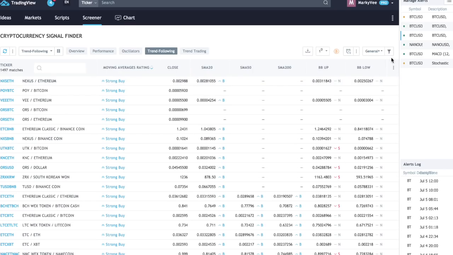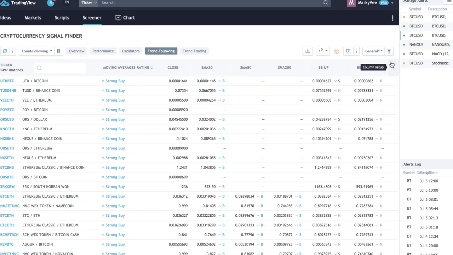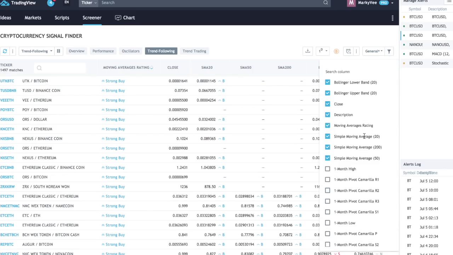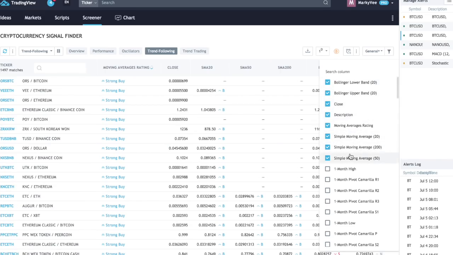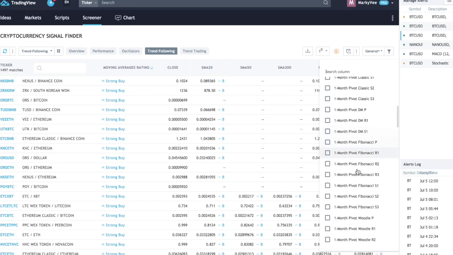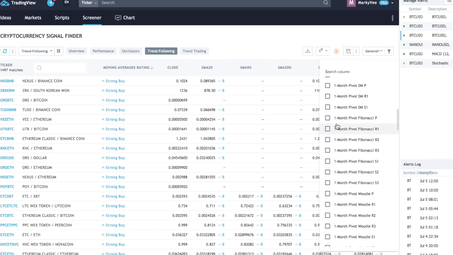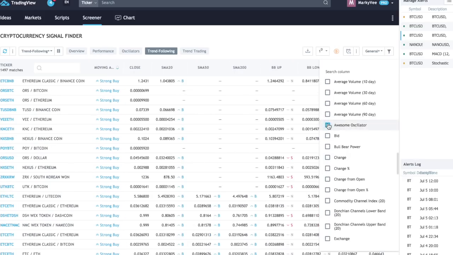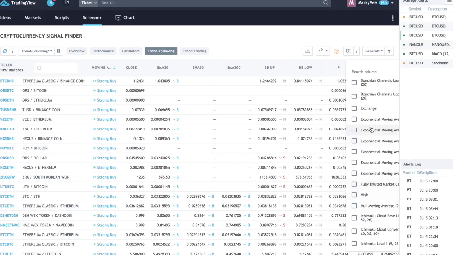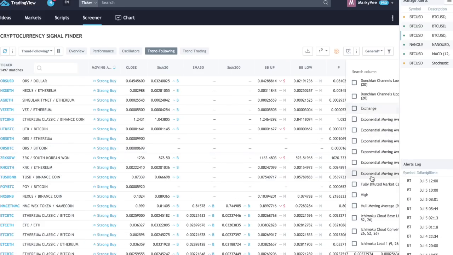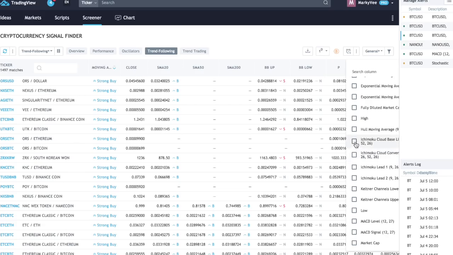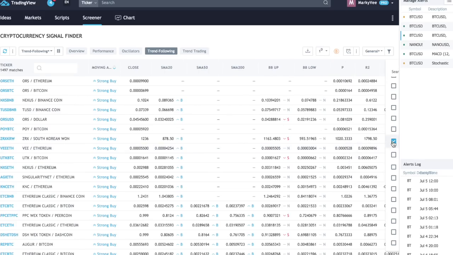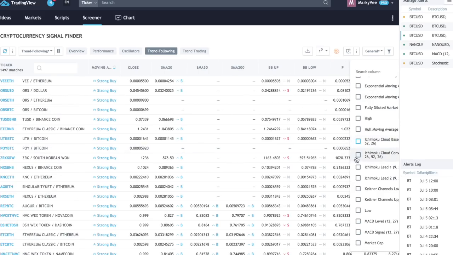We can also add in some indicators. If we go over here to the right and click on column setup, this is what we've got in right now. We can add in a bunch of different things. We could add in the Fibonacci. We could add in the awesome oscillator. We could look at it by just the exchange that we trade on. And let's add in the Ichimoku cloud. Actually, I don't want to use the base. I want to use the Ichimoku cloud conversion.